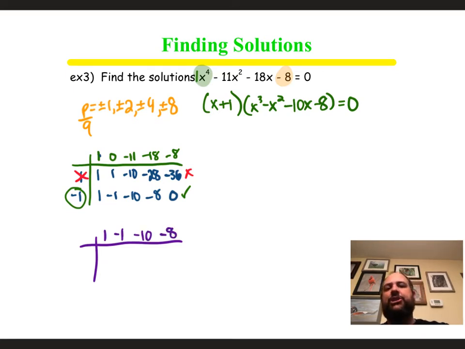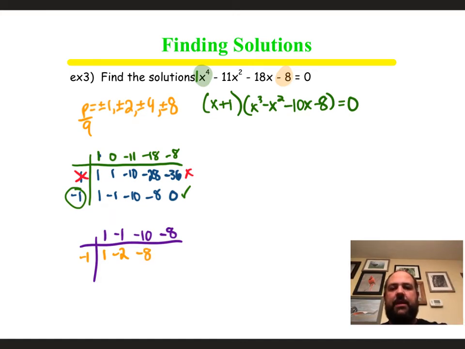Now, I've already shown in this case that 1 doesn't work, so I'm not going to test 1 again. But I did find that negative 1 worked. So maybe I want to try negative 1 again to see if there's a possibility of there being a multiplicity. So I'll take negative 1, and I'm going to go through the process. Bring down the 1. Negative 1 times 1 is negative 1. Plus negative 1 gives me negative 2. Then I would take negative 1 times negative 2, which is 2, plus negative 10. That gives me negative 8.